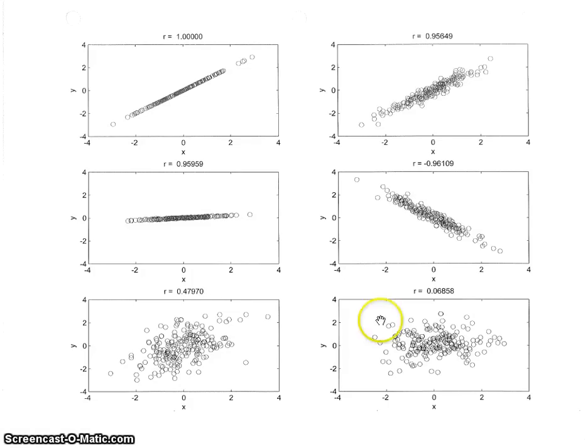The last set of data I generated, you can see it's pretty much scattered all around. We don't really know what the trend is, can hardly tell there, and the correlation there is almost equal to 0, roughly 0.07, or at least the correlation coefficient is almost equal to 0.